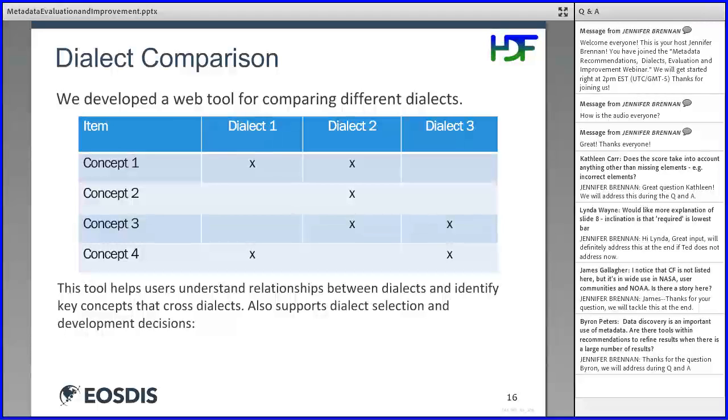So dialect selection and development decisions. As we try and decide between dialects, we have to answer questions like this one: are there important concepts missing from the dialects you're using? And this happens because recommendations evolve, right? We have groups that are working in metadata land now that are bringing new ideas to the table. And those ideas are, in many cases, helpful for our users. So the newer dialects have, in many cases, concepts that aren't included in older dialects. And knowing what those are helps organizations understand what the benefits are of migrating from one dialect to another.